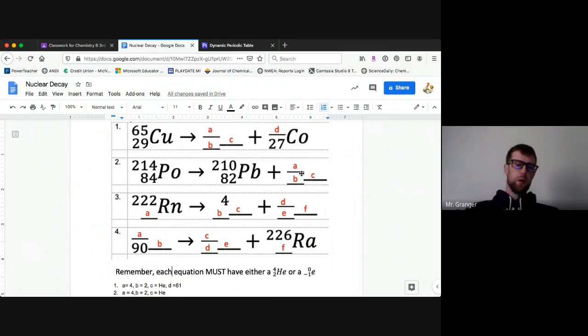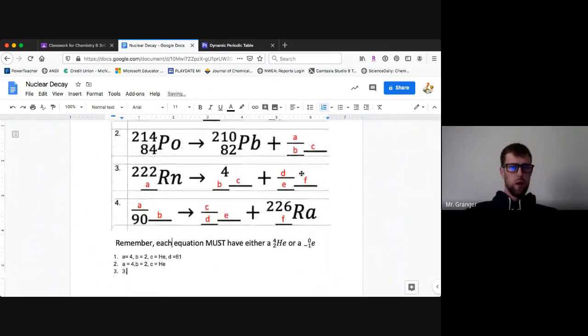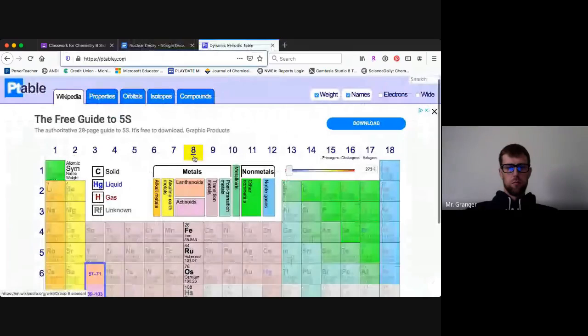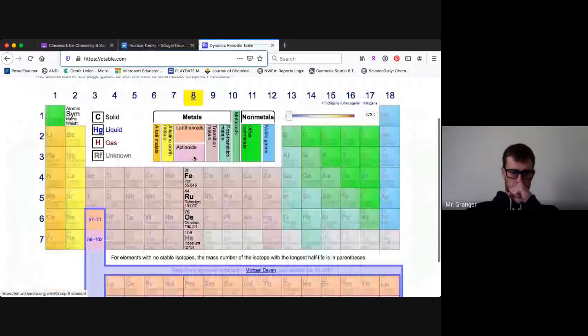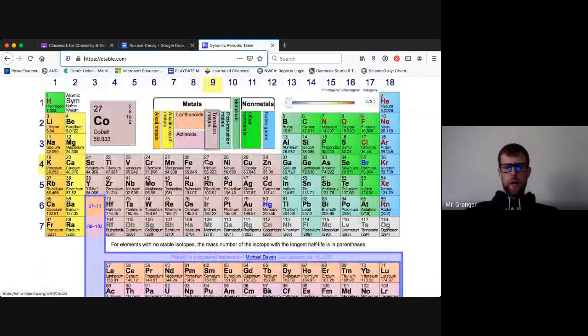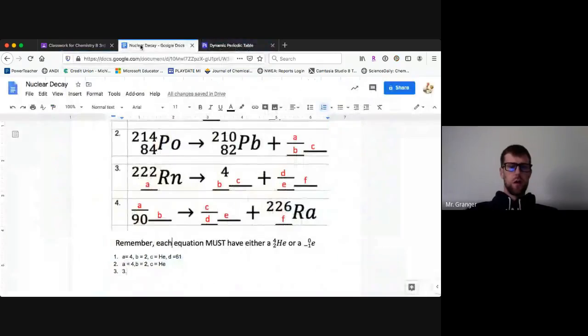With number 3, there's more unknowns. Notice the atomic number is not given for the symbol Rn. So we can jump over to the periodic table, and you can find Rn on the periodic table, which is radon. Rn has an atomic number of 86. So 86 is the atomic number for the symbol Rn.